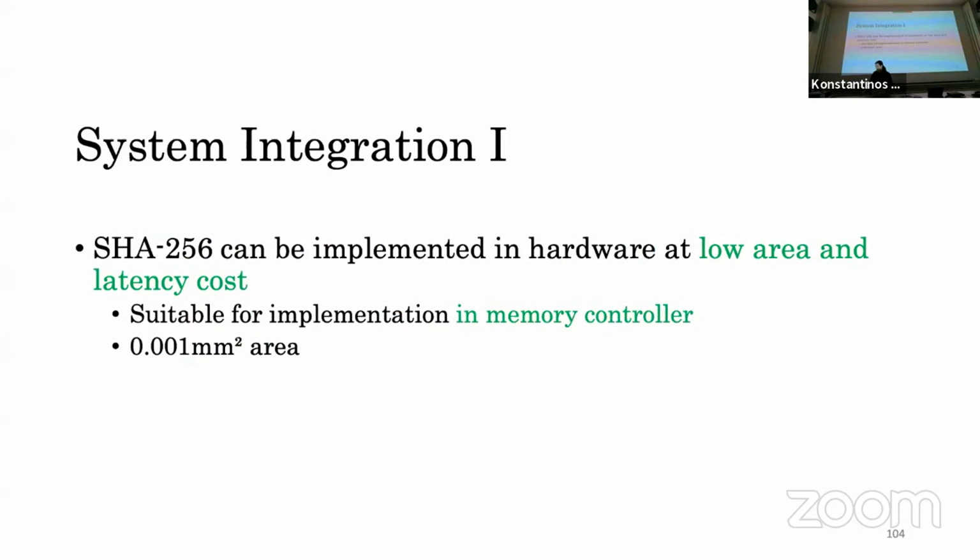Now let's have a look at system integration. The SHA-256 function can be implemented at relatively low area and latency costs. This makes it really well suitable for implementation in the memory controller, and it only takes up 0.001 square millimeters of area.